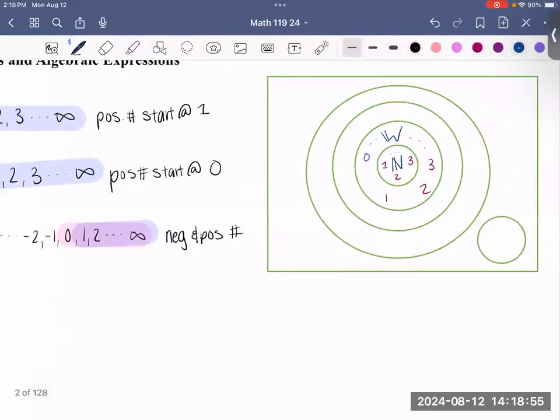Now in your next diagram, we're just including your circle, making it a little bit bigger. So now we have negative infinity, -2, -1, and then still 0, 1, 2, 3, and so forth.